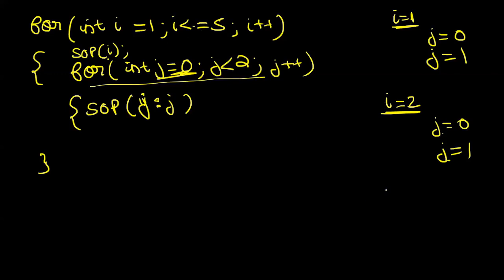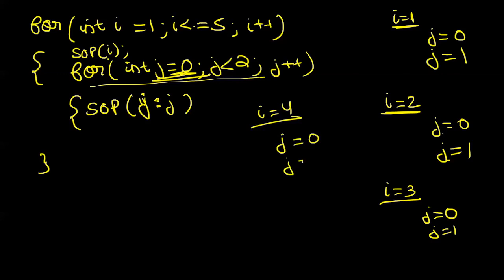Then again you go to i++, the value of i will become 3. And then you print the value of i, and then again j will take values 0 and 1, right? Then the value of i will become 4, and you will see j takes value of 0 and 1, right? Then the value of i will become 5. You will print the value of i, and then this loop will run, and j will take values 0 and 1. So this is how nested loops actually work, right?